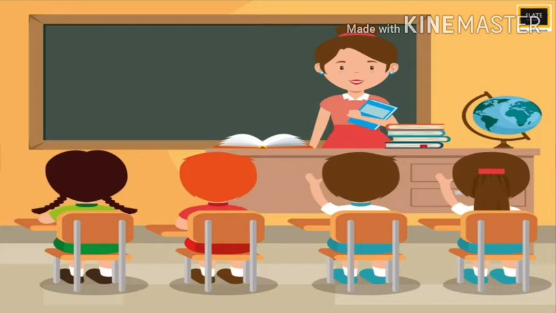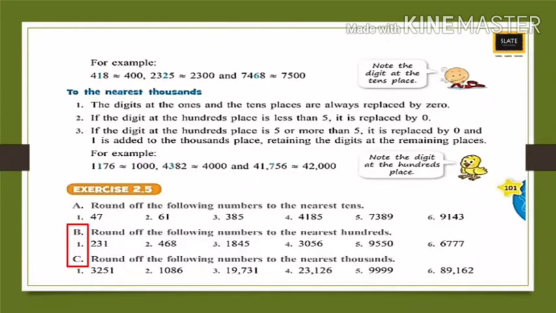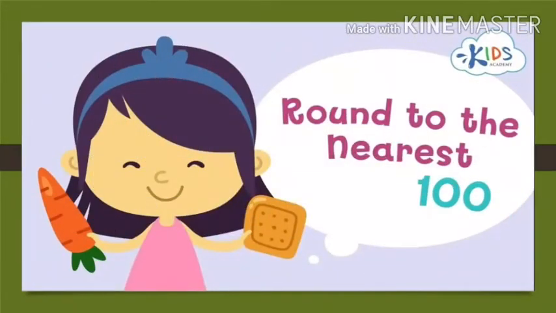In your last video, you learned about exercise 2.5 A-bit, that is about how to round off a particular number to its nearest tens, right? So in this video, you are going to learn about exercise 2.5 B-bit and C-bit, that is how to round off a particular number to its nearest hundred and nearest thousands. Okay, so let us learn about how to round off to the nearest hundreds first.